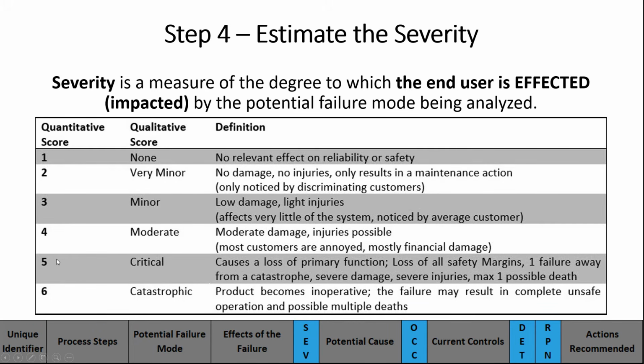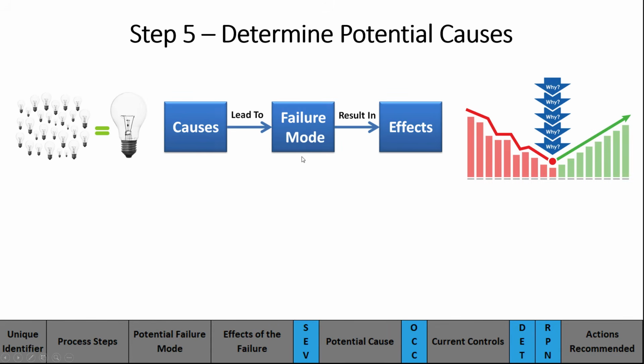But again, I'm showing 1 through 6, 6 being the worst, right? So if you have a severity score of a 6 here, that is a catastrophic impact to the end user. The product is inoperable. It results in an unsafe working condition and could result in harm to the end user. A score of a 1 is something like no relevant effect on reliability or safety or functionality. That's bottom of the barrel. And then now we can talk about causes.